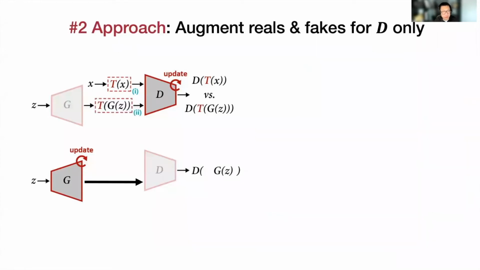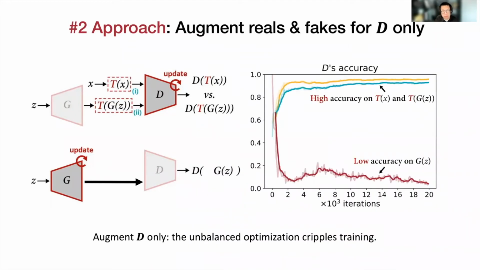And so one thing we can do is, okay, maybe we can apply it to both the generated images and the real images, and then maybe they can cancel each other. That looks nice. But the issue here is, if you apply it to the discriminator, but you don't apply it to the generator, the model will have very low accuracy on the generated images. It will have high accuracy on the augmented generated images. So that's the issue here. The reason for that is that the generator is not involved in these augmentation games.